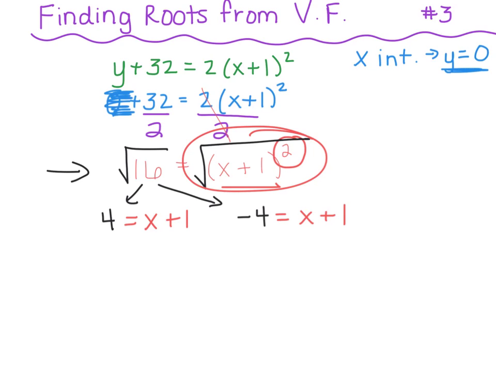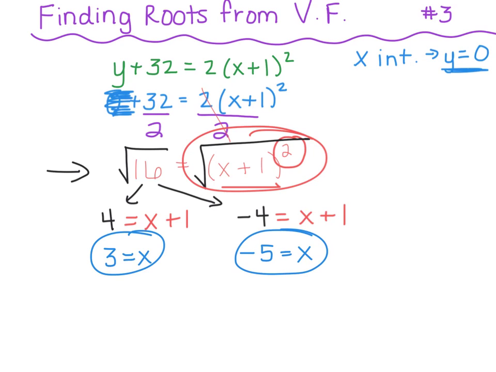And this shouldn't be stressful to solve, right? If 4 equals x plus 1, subtract 1 on each side, and I get x equals 3. Or if negative 4 equals x plus 1, subtract 1 on each side, and I get negative 5. Okay? And so those would be my two roots.